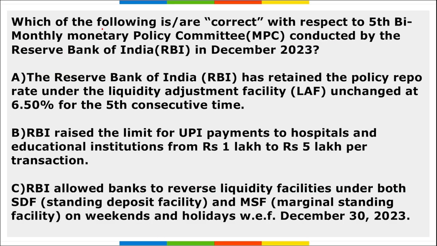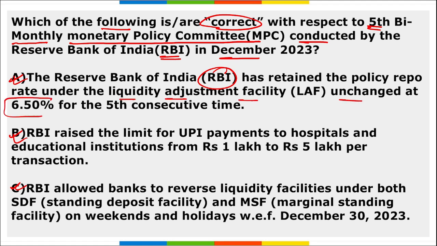Moving on, which of the following are correct with respect to the 5th bi-monthly monetary policy committee meeting conducted by RBI in December? If we look at this, all the options are rightly mentioned here. A, RBI has retained the policy repo rate under the liquidity adjustment facility unchanged at 6.5% for the 5th consecutive time. B, RBI raised the limit for UPI payments to hospitals and educational institutions from 1 lakh rupees to 5 lakh rupees per transaction. Absolutely right.